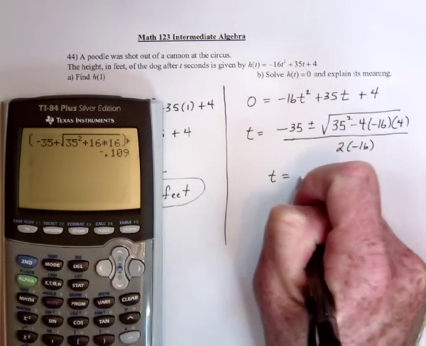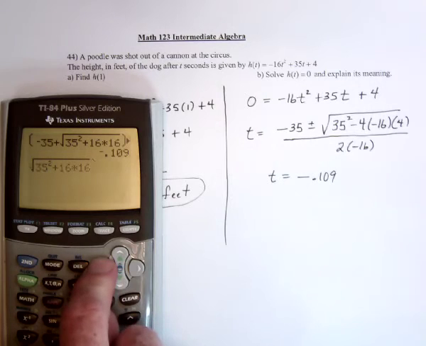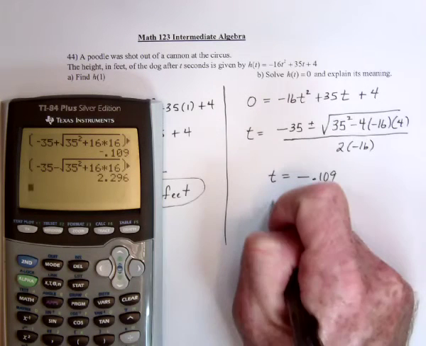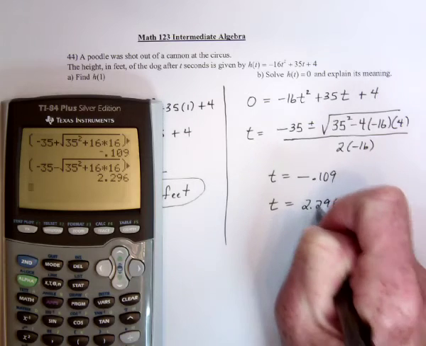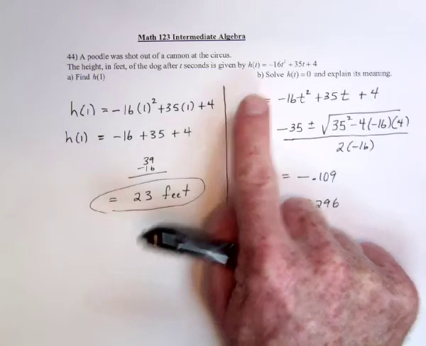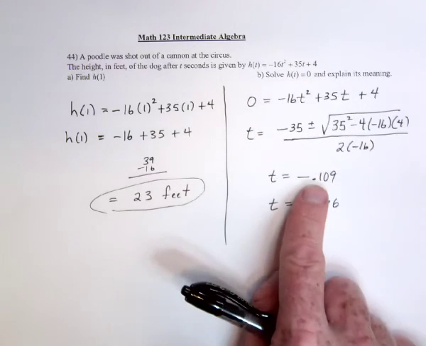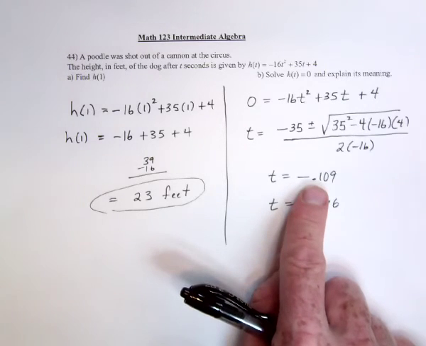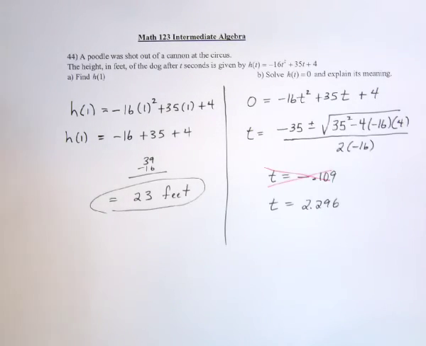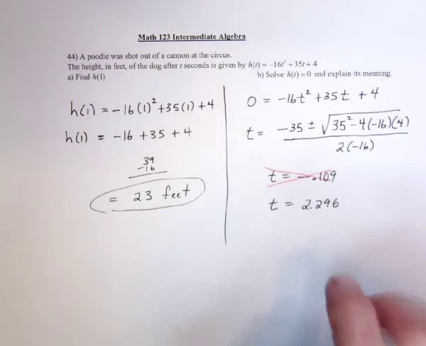So t equals negative 0.109. Now I have to do it with the minus part. So let me just change this to subtraction right here. And then t equals 2.296. So, explain the meaning. Well, since I set it equal to 0, that's saying, give me the time when the height equals 0. So the height will equal 0 if you are able to go back in time, which in reality humans have not been able to do, at least not yet. So that's not possible. We can't go back in time. This then says after a little over 2 seconds, 2.296 seconds, that is when it hits the ground.